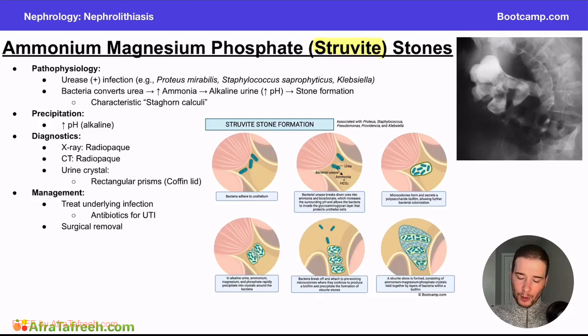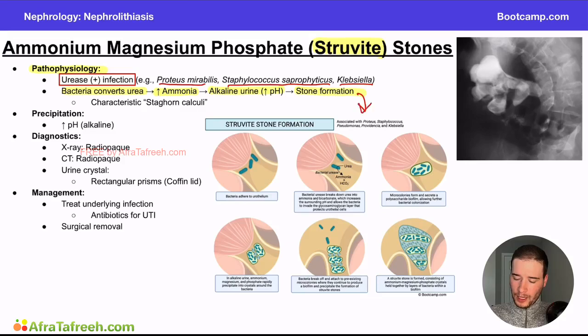So the first thing I really want you to be mindful of, when we look at the pathophysiology here, is that this is most commonly associated with urease positive infections. As you can see, here's a whole list of common bugs that are urease positive. So what do I mean by that? What does urease positive do? Well, a urease positive bug is able to convert urea into ammonia. This ammonia can pick up a proton, becoming ammonium and creating an alkaline urine environment or an elevated pH. This environment is what allows for stone formation.